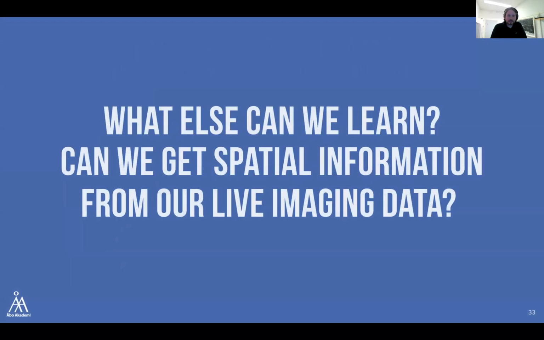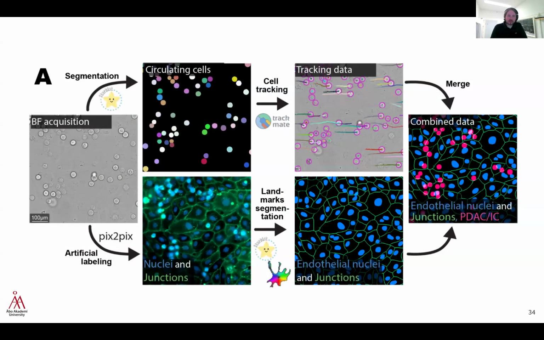But then, so this is nice, but now we're doing microscopy. So can we learn anything else? Can we get any special information from our live imaging data? So the first thing that we did was we thought, okay, we have spatial information. Can we get subcellular resolution in where the cancer cells are arresting and interacting with the endothelial cells?